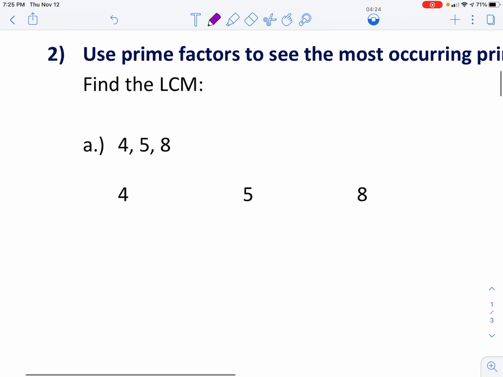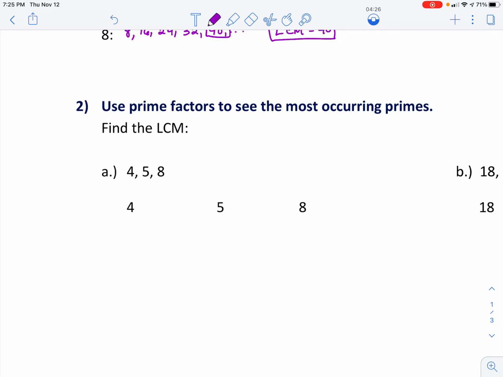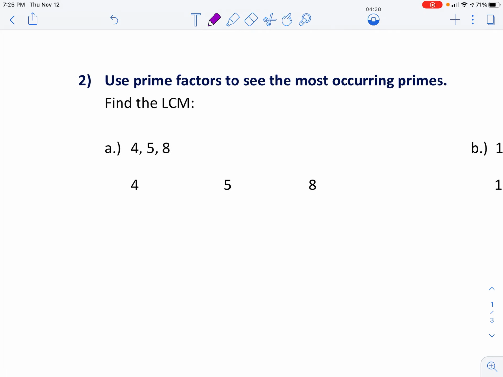Another method, and this is actually my most favorite way, I'm not sure why, I think I just really enjoy factor trees, but we can find prime factors of 4, 5, and 8, and then by selecting the prime factors that are most occurring, and I'll show you what I mean by that, then we can narrow it down to find the LCM. So let's see what this looks like.